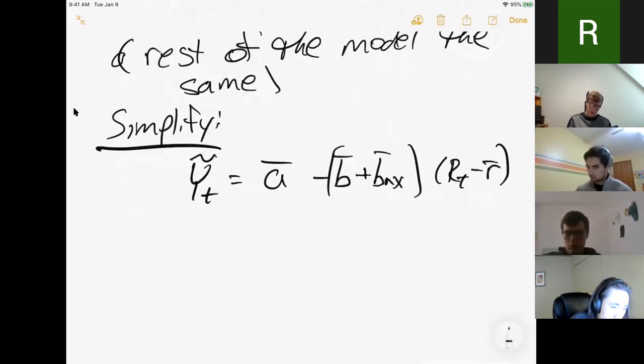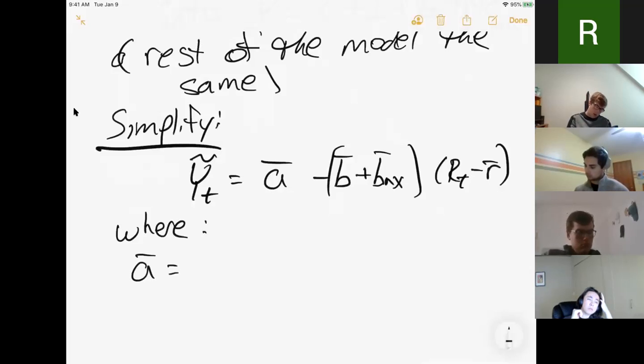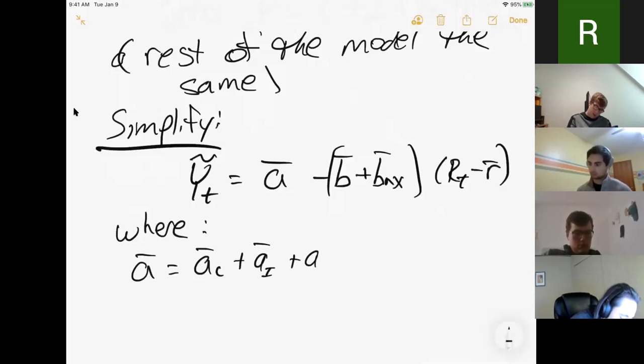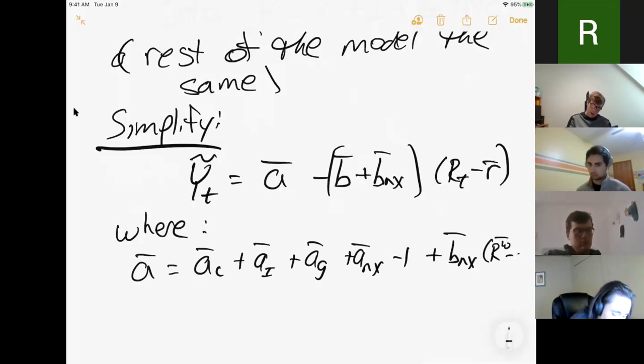You get this, as I said, this is very similar to the answer to the question that you had in homework, or sorry, exam number 2. However, there is one difference. What's A bar? A bar looks just like it did before. But there's one other thing in A bar. There's this extra term.